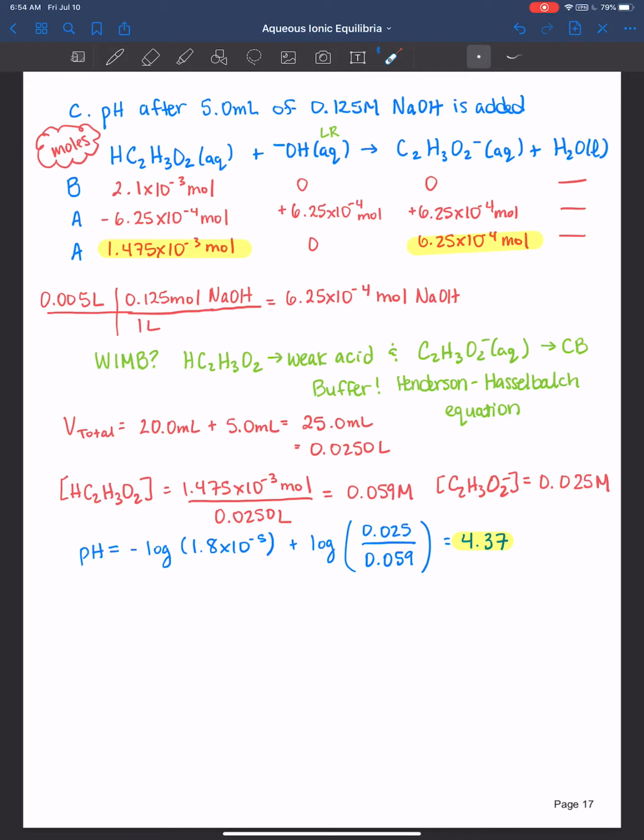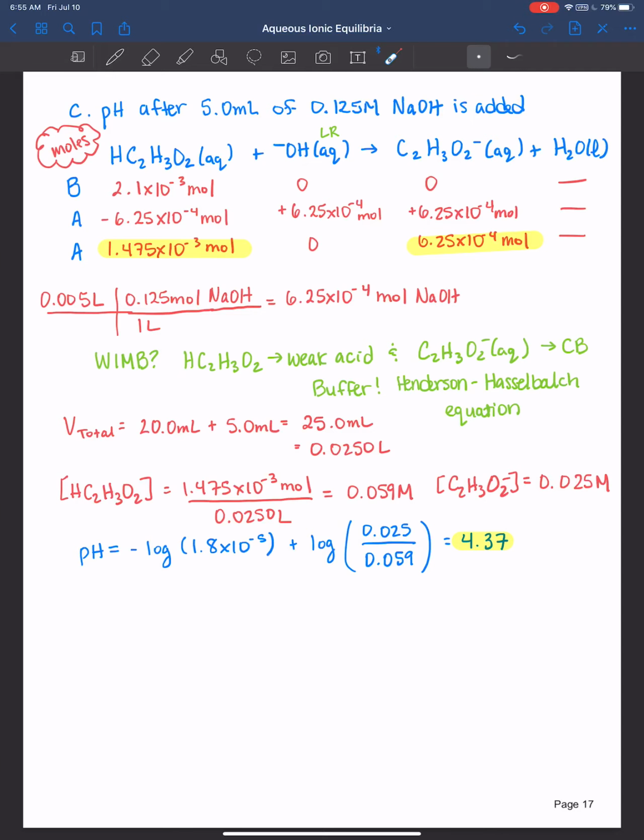Now, if you feel more comfortable doing an ICE table, you could have done an ICE table as well. Once again, working only in these concentrations here, you could have done a weak acid equilibria ICE table, but remember, these are your initial concentrations that you would plug into that ICE table. And that's probably a good practice for you to do anyways, to see if you can get the same answer that we got from the Henderson-Hasselbalch using the ICE table as well.